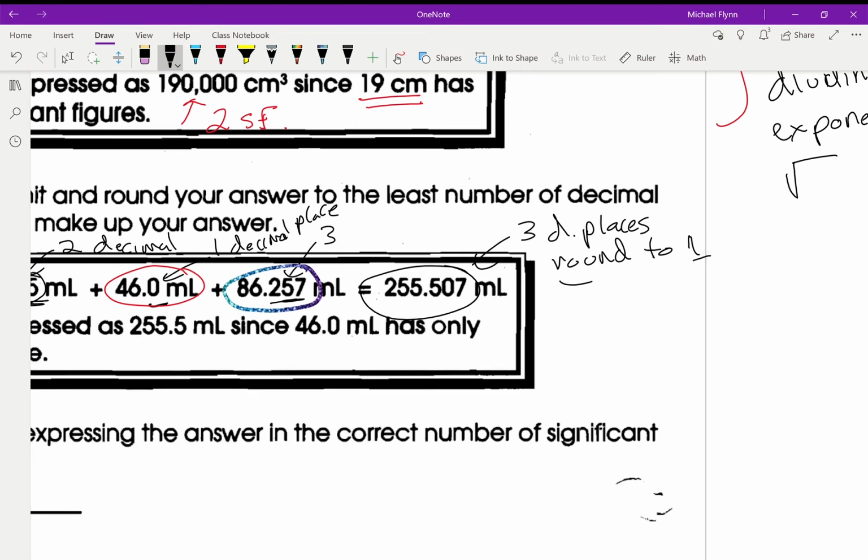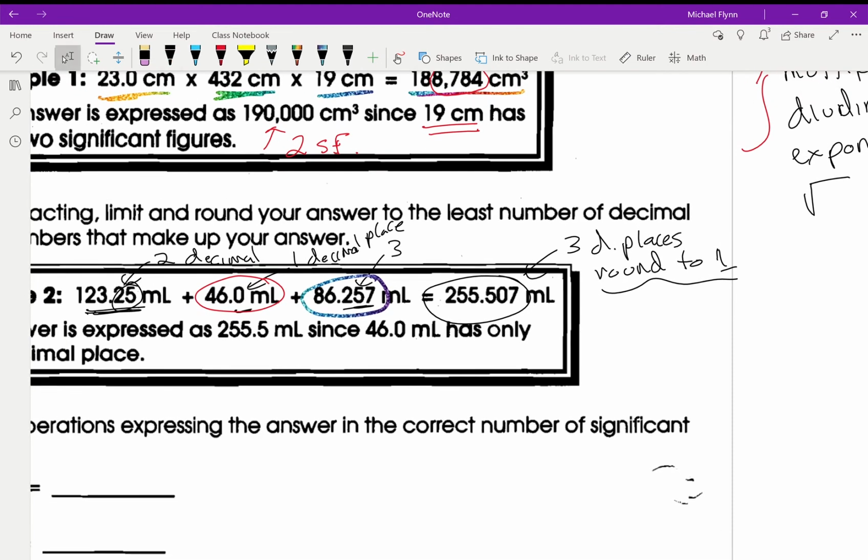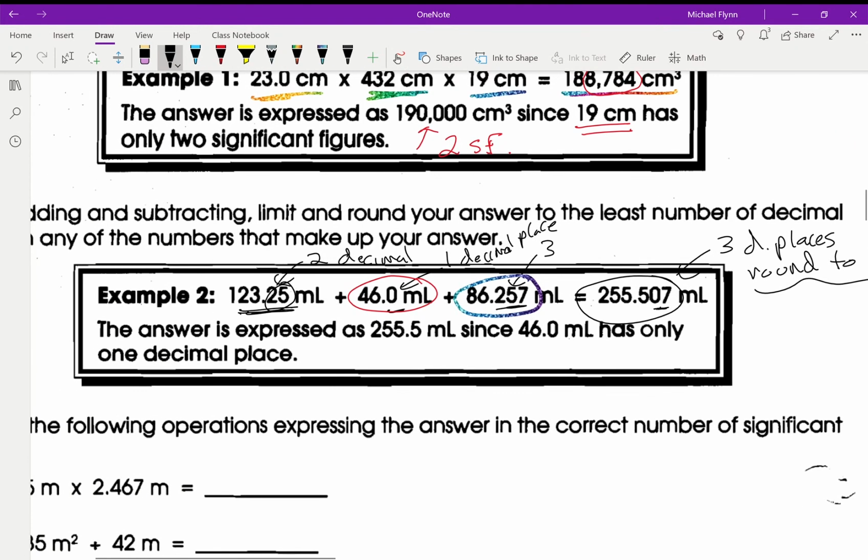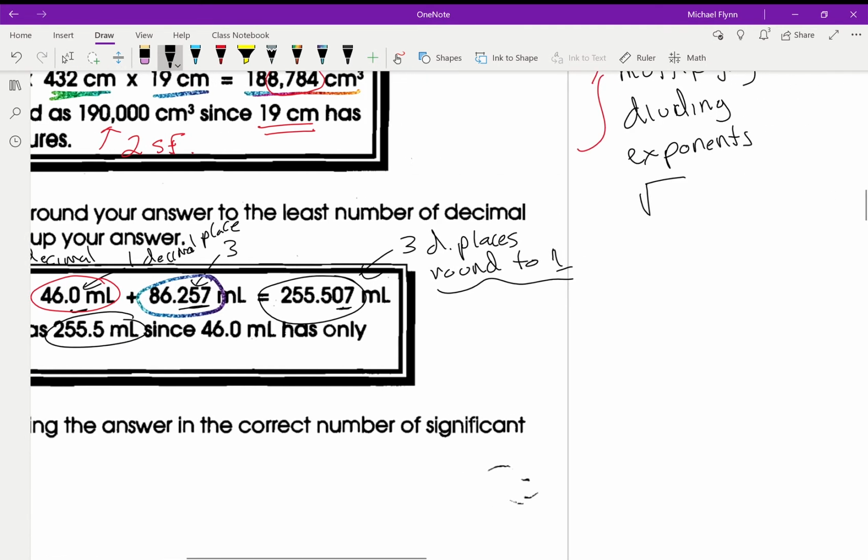So 1 decimal place, so 255.507. The 0.7, I would round that down, right? If you like, you could round the 7 to a 1, but then, you know, 255.51, you would round down to 255.5. So now we look at this. When you're adding and subtracting, this is your rule.